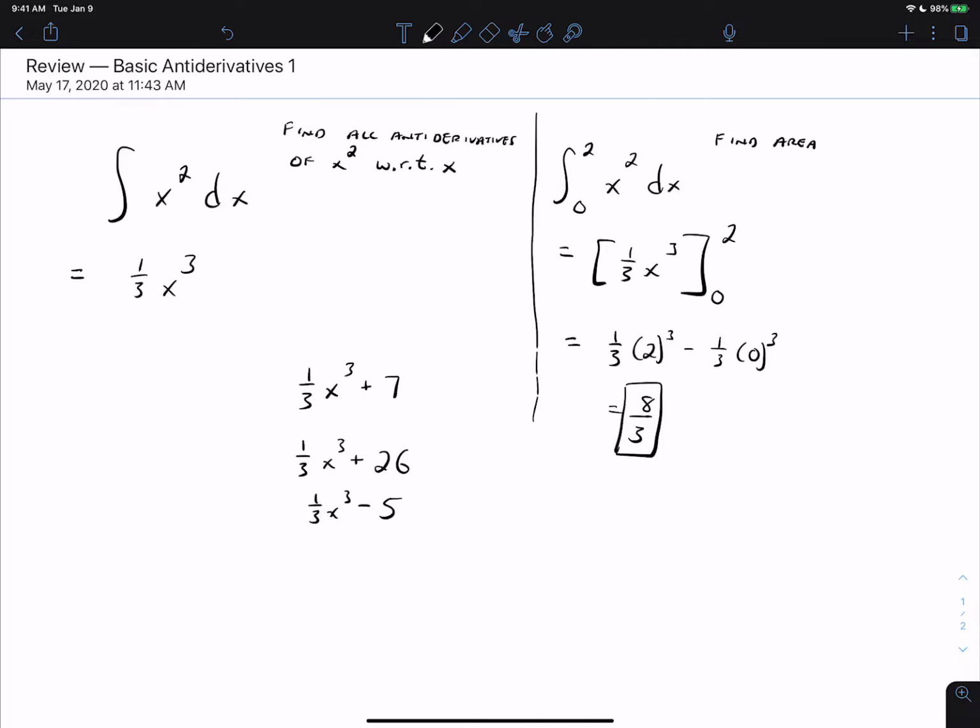And so the way we indicate that is we put plus c. Plus c indicates we can add any constant we want. So c could be 7 or c could be 26. It takes care of subtraction because c could be -5, and so we could express that as plus -5. That covers all antiderivatives of the function x squared with respect to x, and so that's the answer to the problem on the left.